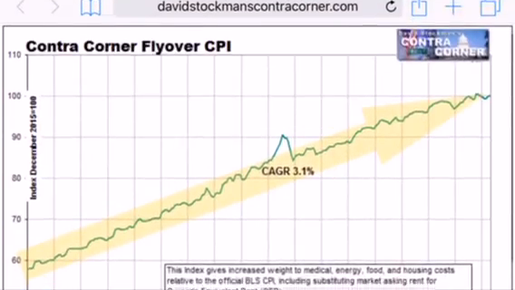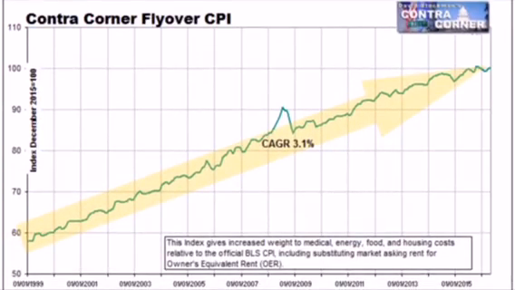As you see, the Contra Corner flyover CPI. All you need to know about this is that they are calculating 3% increase every single year. Basically, your money being worth 3% less every year. The index gives increased weight to medical, energy, food, and housing costs relative to the official BLS CPI.